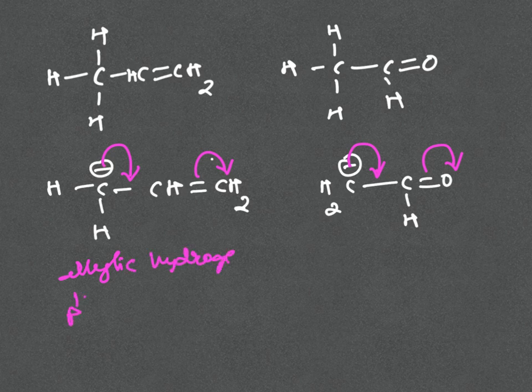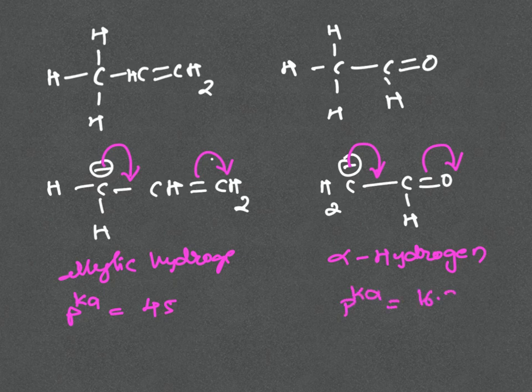has a pKa of 42 to 45, and the alpha hydrogen of acetaldehyde has a pKa of 16.7. What is the rationale behind this? Why do they show different pKa values? If pKa is lower, acidity will be higher. pKa and acidity are inversely proportional.